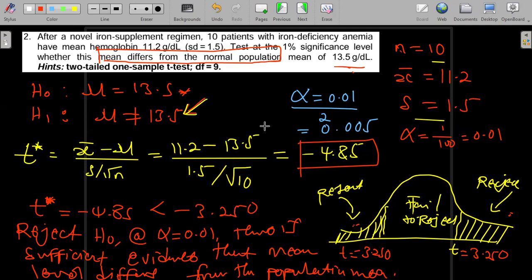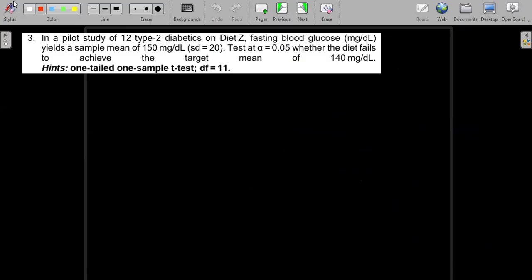Let's look at another question, question 3. They're saying in a plot to study 12 type 2 diabetics on diet Z, fasting blood glucose yields a sample mean of 150 and a standard deviation of 20. Test at the 0.05 significance level whether the diet fails to achieve the target mean of 140.